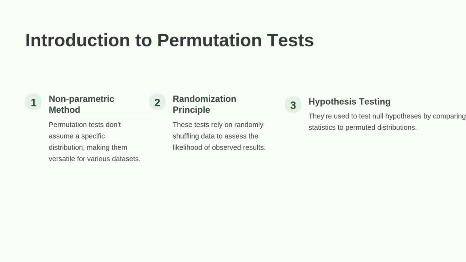First, what exactly is a permutation test? It's a non-parametric method, meaning it doesn't assume a specific distribution for your data. Instead, it relies on randomly shuffling the data to test the likelihood of your observed results. This is key in hypothesis testing, where we compare observed statistics to those generated by randomly permuted datasets.